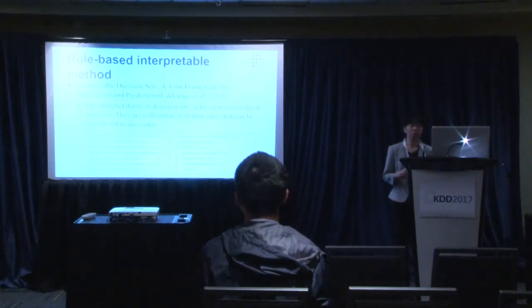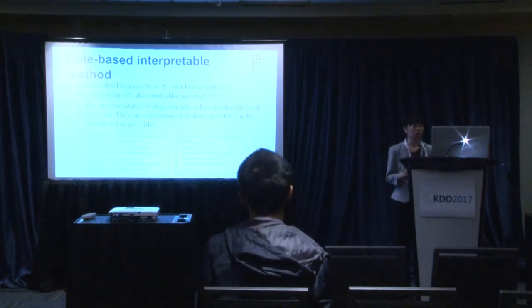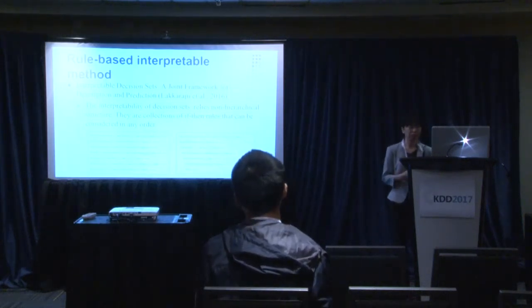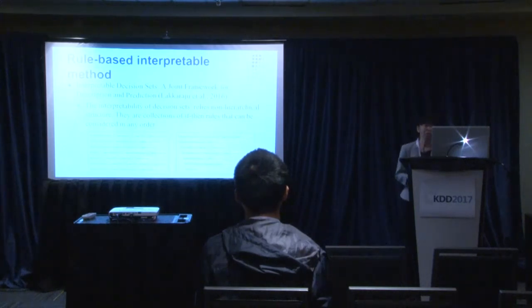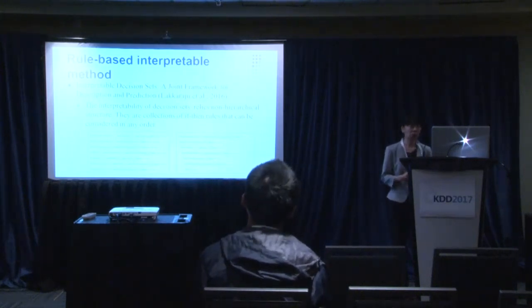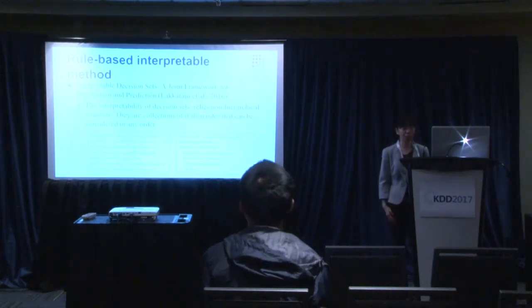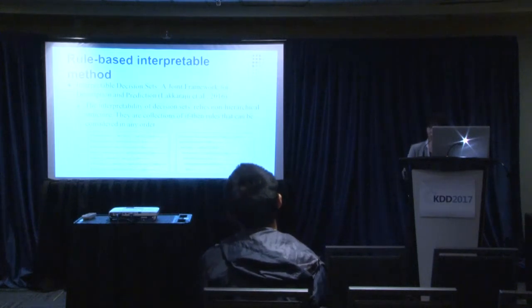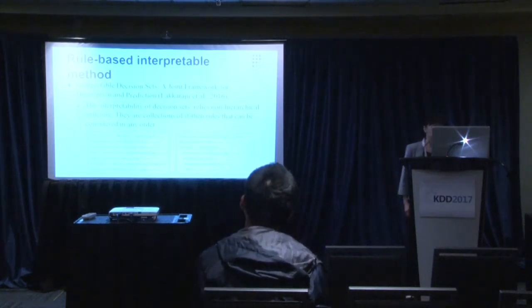The third type of method that has been used to achieve low complexity models is to use rule-based interpretable methods. For example, Lacroix has proposed a method for interpretable decision sets. In this model, they don't use a hierarchical structure, and the order of the rules doesn't matter. So the model can be easily understood.